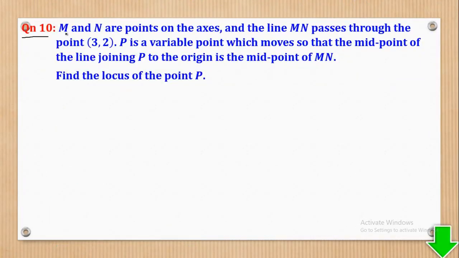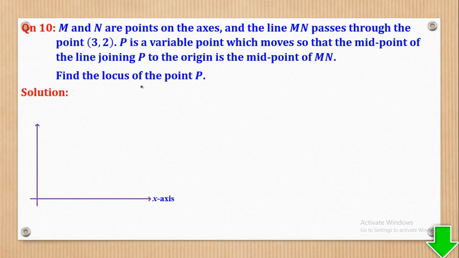Then question 10 says M and N are points on the axis, and the line MN passes through the point (3, 2). P is a variable point which moves so that the midpoint of the line joining P to the origin is the midpoint of MN. Find the locus of point P.